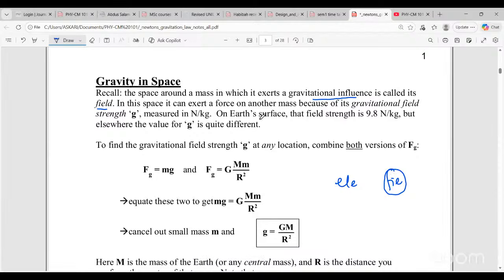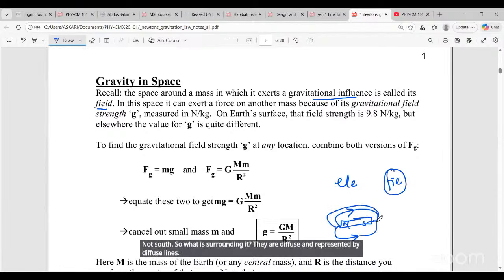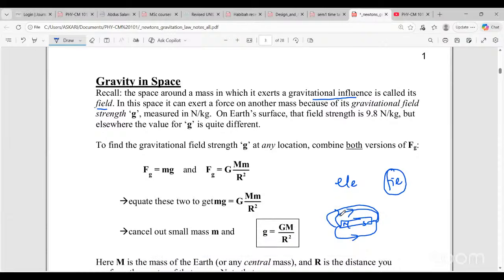In this space, for example, if you have a magnet here, north-south, so what is surrounding it? They are the fields, and they are represented by the field lines.